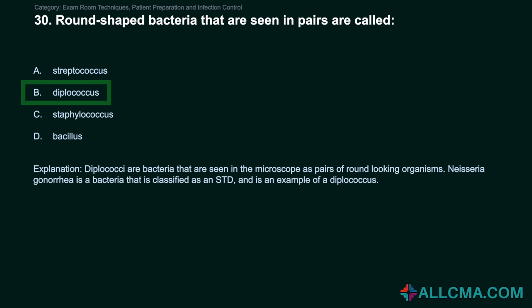Diplococci are bacteria that are seen in the microscope as pairs of round-looking organisms. Neisseria gonorrhea is a bacteria that is classified as an STD and is an example of a diplococcus.